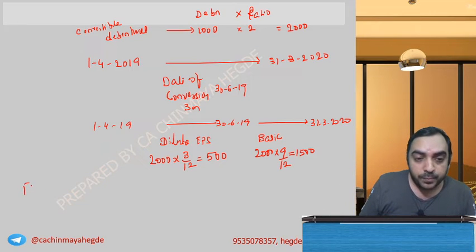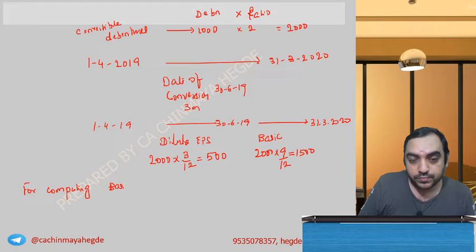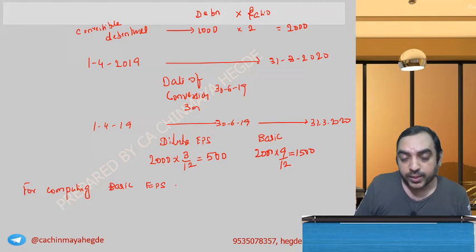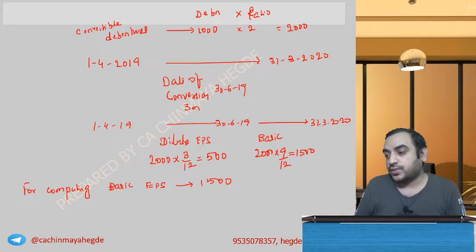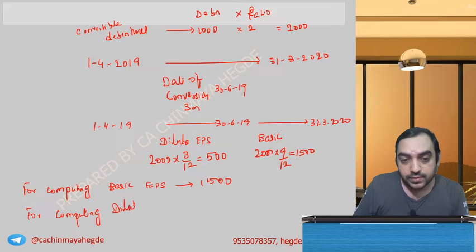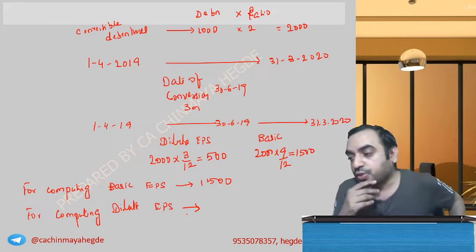So for computing basic EPS, how many shares do we take? For computing basic EPS, we take 1500 shares. For computing dilutive EPS, how many shares should we take?